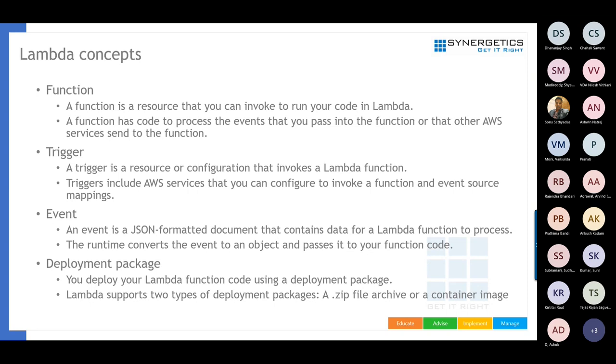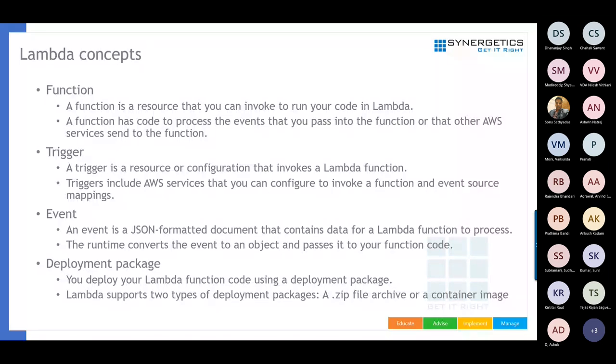An event is JSON formatted data which goes inside the function. Whenever the trigger is invoking the function, it sends the details of the event in the form of JSON. Depending on what type of trigger is raised, the structure of the event may differ. Suppose I am sending an HTTP request, it may be a simple HTTP JSON type of data. But whenever I send a trigger using SQS, which is Simple Queue Service, or SNS, Simple Notification Service, it is going to send the details using a different JSON structure. So depending on what kind of trigger you use, the event data or event format may change.